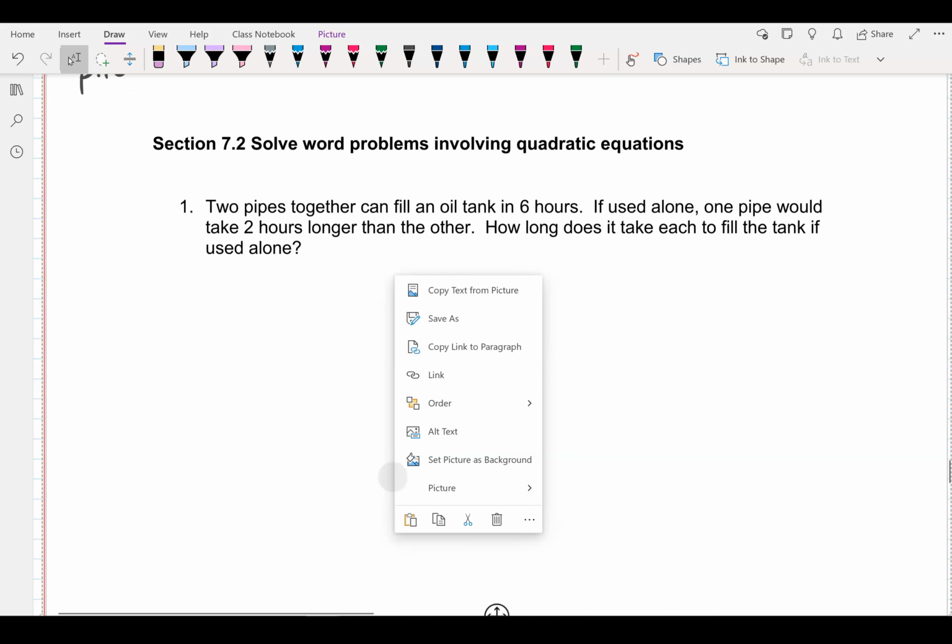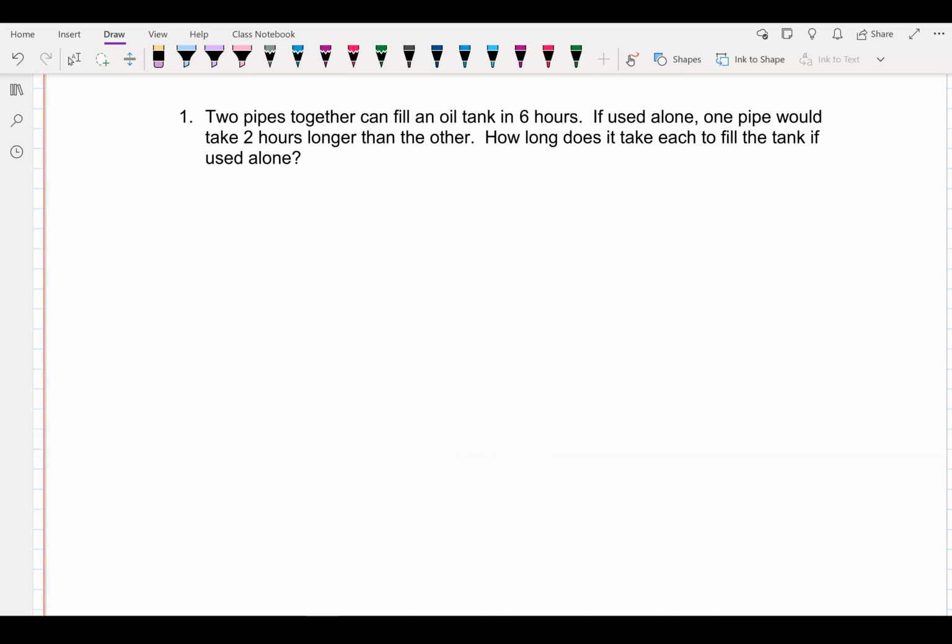So the first question says, 2 pipes together can fill an oil tank in 6 hours. All right, this looks familiar. These are these things where it's like something plus something equals something where you do things together, right? So this is from the last unit. So 2 pipes together can fill an oil tank in 6 hours. 1 oil tank, 6 hours. So we've done one job or one thing of work per some given unit of time.